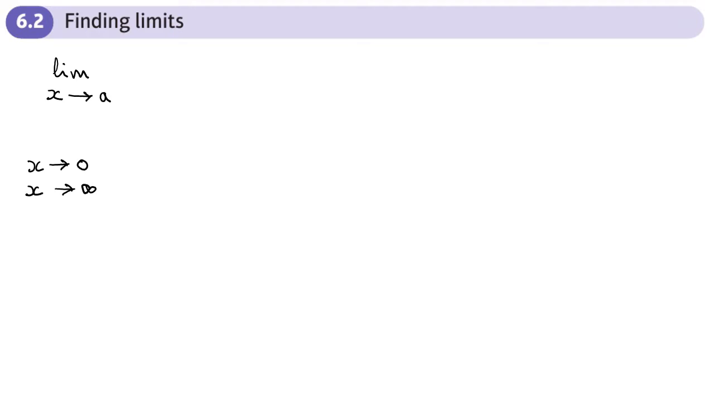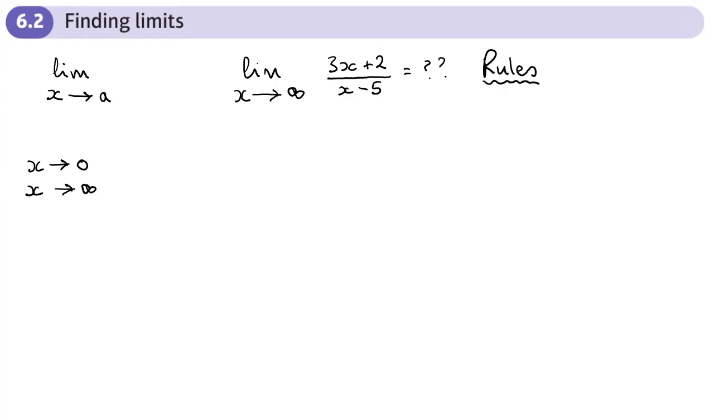So for example, it may be the limit as x tends to infinity of, let's say, 3x plus 2 over x minus 5. Okay, and we want an algebraic way of working out what that limit becomes. Well, before we look at that, we're going to look at some rules to do with limits, because if we can work out the limits of individual functions, we can actually use those individual limits and put them together.